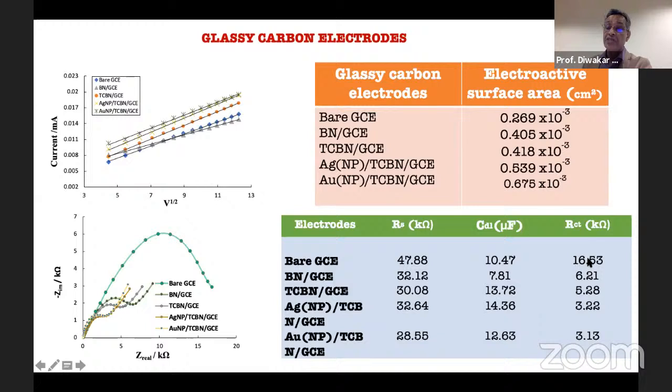For bare GCE, the RCT value is 16.53 kilo ohm. Now it has decreased when we have used the silver or the gold based material. It is 3.22 and 3.13. So that is a significant decrease we have obtained.